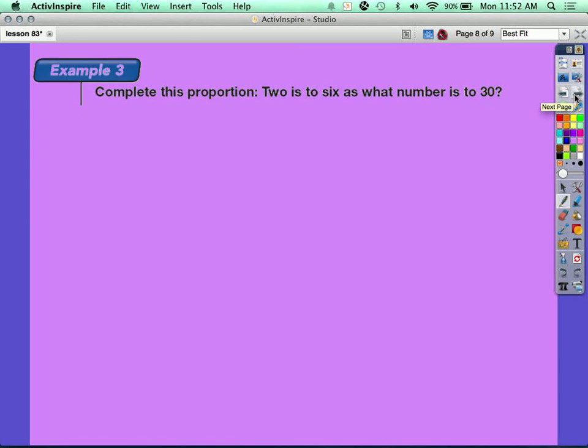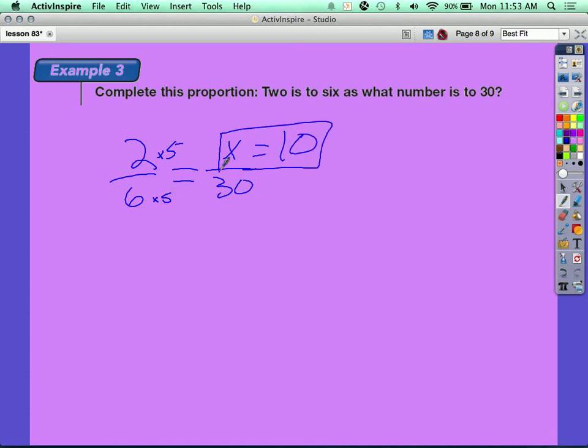So if we complete this proportion, 2 is to 6 is what number is to 30? I have 2 is to 6 as, I'm going to use x for my unknown, what number is to 30? I see that I have 2 numbers on the bottom, so I'm going to figure out what times 6 is going to equal 30. Well, I should know that 6 times 5 is 30. So we're going to do 2 times 5, which is 10. X is going to equal 10. Please make sure that you do not write 10/30ths. Remember, I will count that wrong because x is not equal to 10/30ths. X is only equal to 10. All I want is what x is equal to.